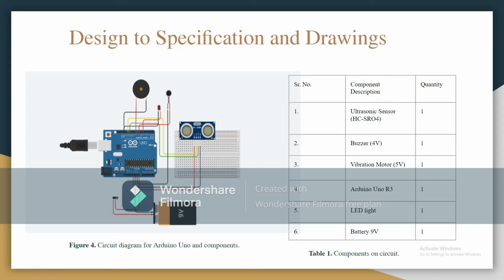The number four is the Arduino itself, which is the one that's going to be controlling everything. Our fifth item is the LED light, which is the red one we see between the buzzer and the vibrating motor. And finally, we have our battery, which is connected directly to the Arduino. And on the bottom left, we can see the on and off switch for controlling the system.